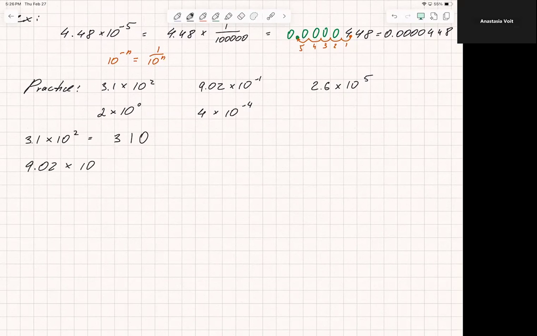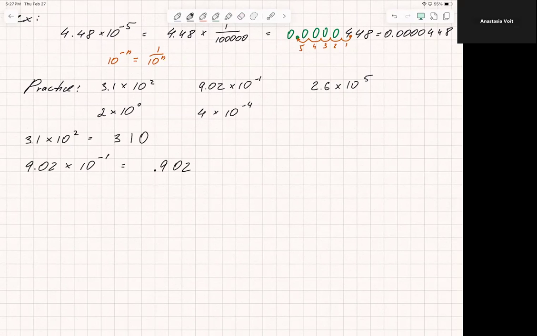Another example is 9.02 times 10 to the negative 1. Again, we look at the n. It's negative, so the decimal point should go to the left 1 unit. We start with 9.02 and move our decimal point 1 unit to the left, so it's going to be here. We will have 0 here, and if you want, you can put a 0 in front of the decimal point. If you don't want, you can keep it like that.